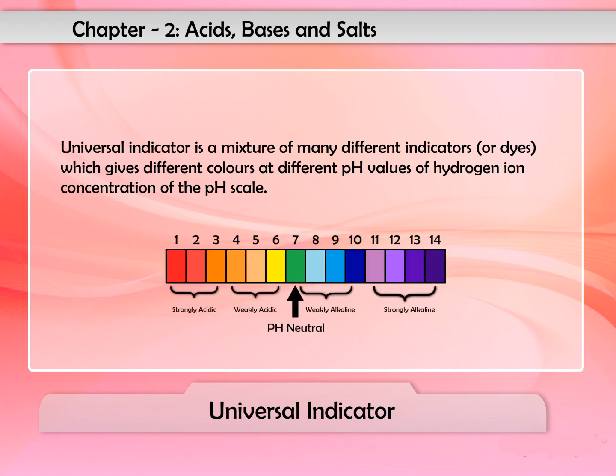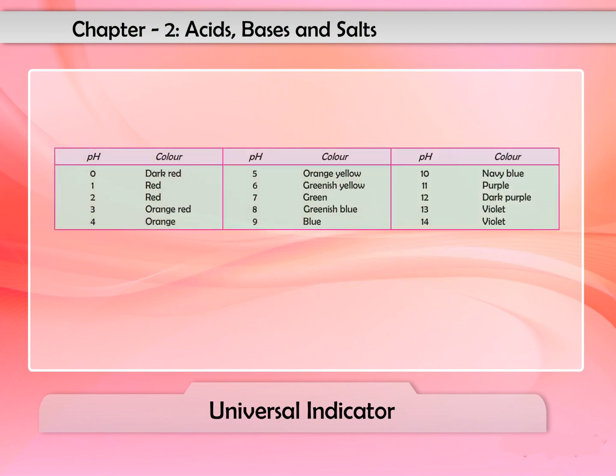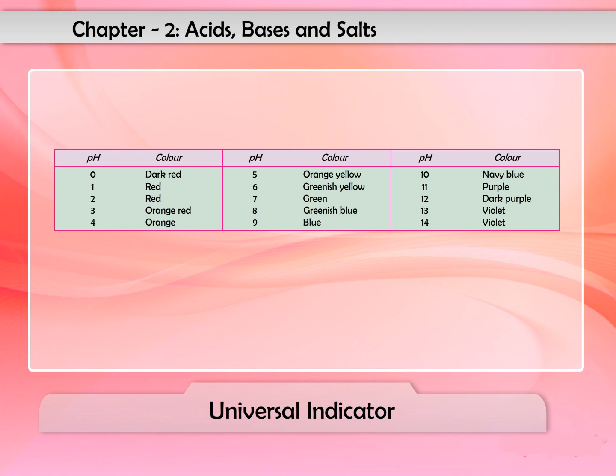When an acid or base solution is added to the universal indicator, the indicator produces a new color, which is used to find the pH value of the acid or base solution by matching the color with the colors on the pH color chart. The colors produced by universal indicator at various pH values are shown on the screen.